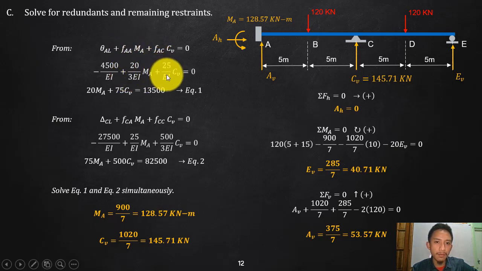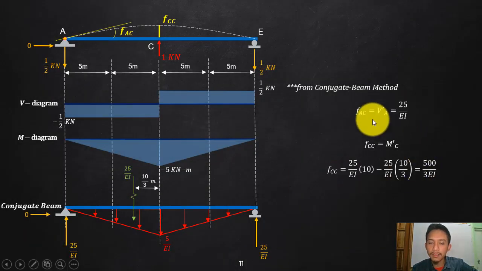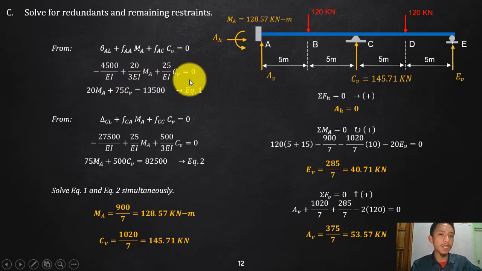FAC, that is 25 over EI. We just solved that one in the previous slide here. And of course, your CV is the unknown. So equate that one to 0. Simplify, this is what I'm saying.